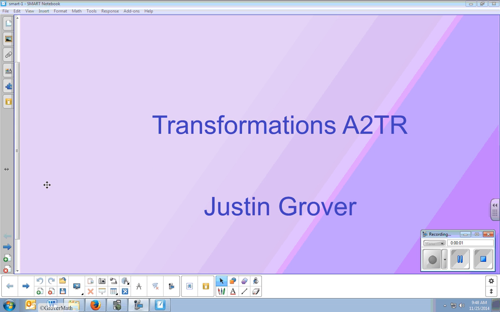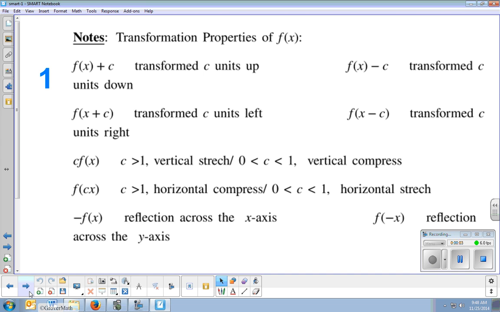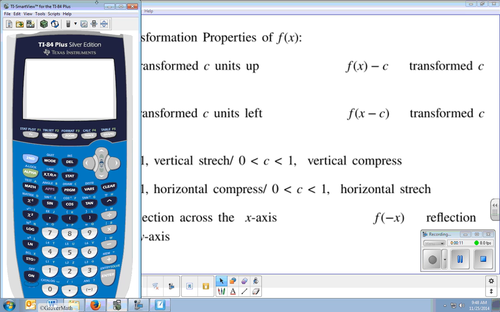Algebra 2 trigonometry regions transformation video. Start off with a couple of properties. So these are transformation properties, and we have a bunch of them. But to best understand this, what we need is our calculator to help us understand what's happening here, and we need something that's called a parent function.